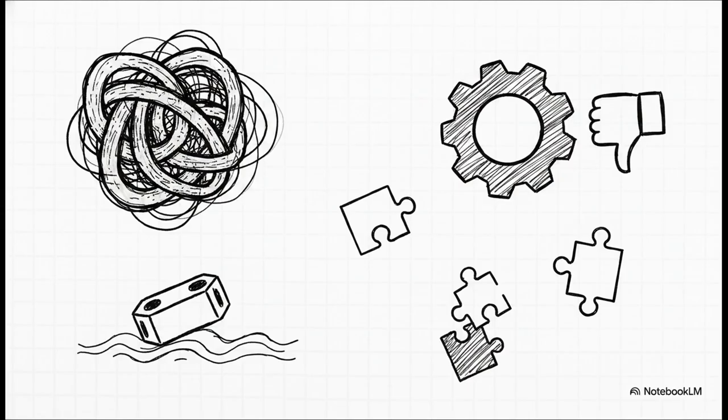Second, picking unstable datums or messing up the primary, secondary, tertiary hierarchy pretty much guarantees your part won't sit in the fixture properly. And third, confusing your material modifiers, like slapping LMC down when you definitely meant MMC, means all that virtual condition math we just learned will be totally wrong. And you'll end up scrapping perfectly good parts.